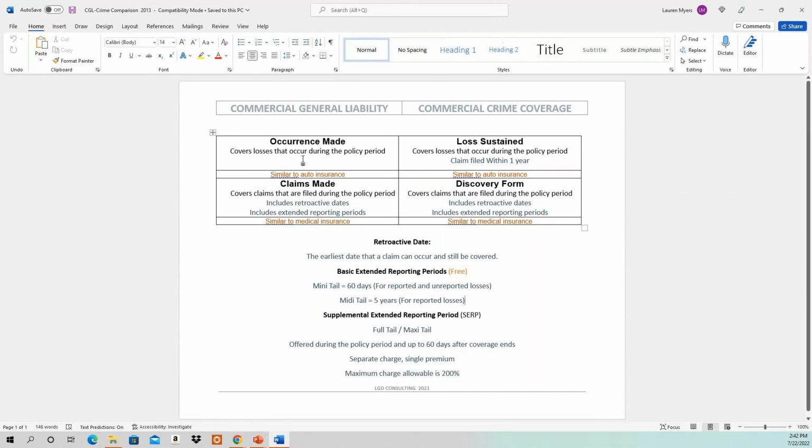Like auto insurance. If you get into an accident today, but you don't go until Monday and file a claim, the policy that's in force today when you have the accident pays for it, even though you filed a claim on Monday when you might have had another policy with another company starting tomorrow. Okay. But claims made coverage is like health insurance, medical coverage.